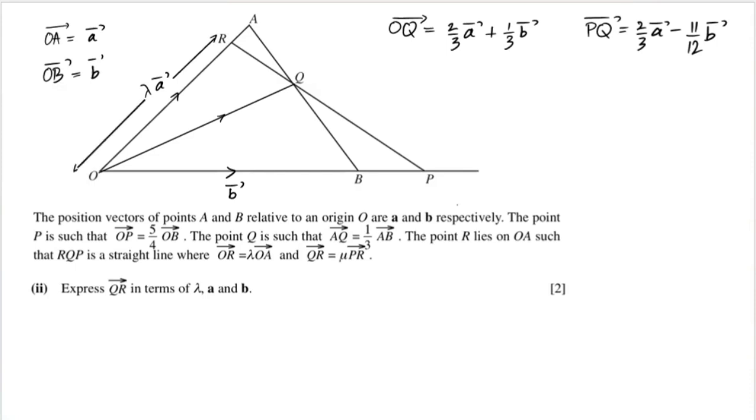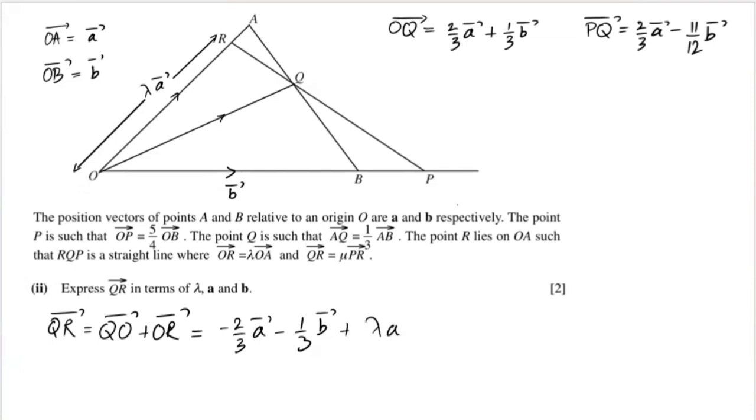Not the full OA. So I've got OQ, which is right there. I can use it to get QR. So QR can be written as QO plus OR. So QO is negative 2/3 A negative 1/3 B, since I'm changing the direction. So in vectors, when you change direction, the signs become opposite. This is known as the negative of a vector, plus lambda times A.